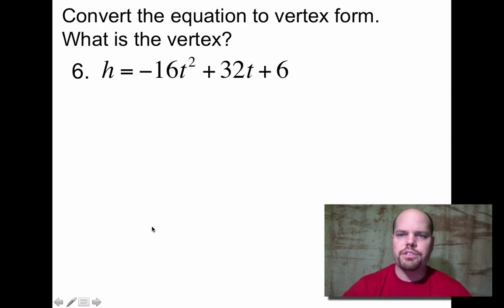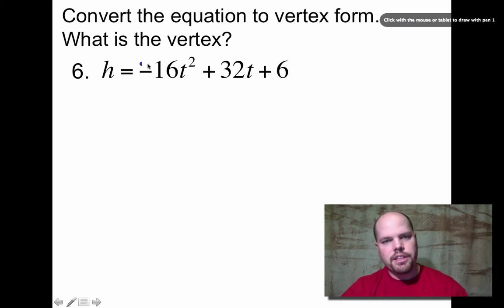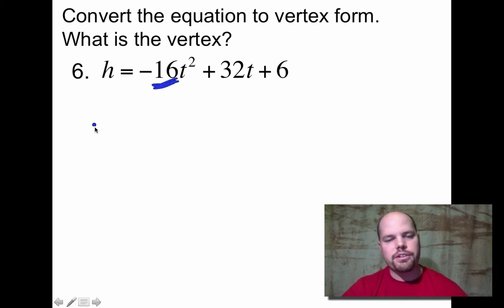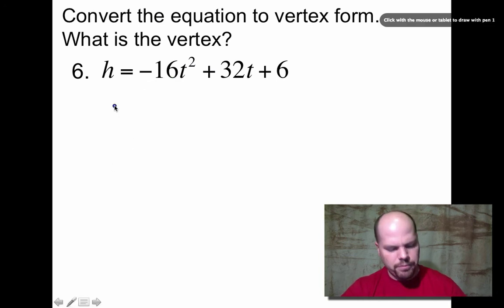Okay, convert this equation to vertex form. And this is the most difficult one because notice this term right here is not 1. And everything we've done so far has been 1 there. This is a negative 16. We have to remove that negative 16 first. And how do we do that? Well, we just divide both sides by negative 16.